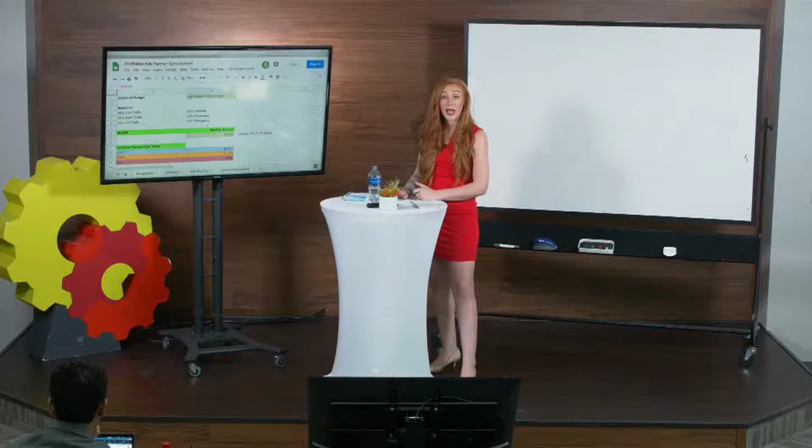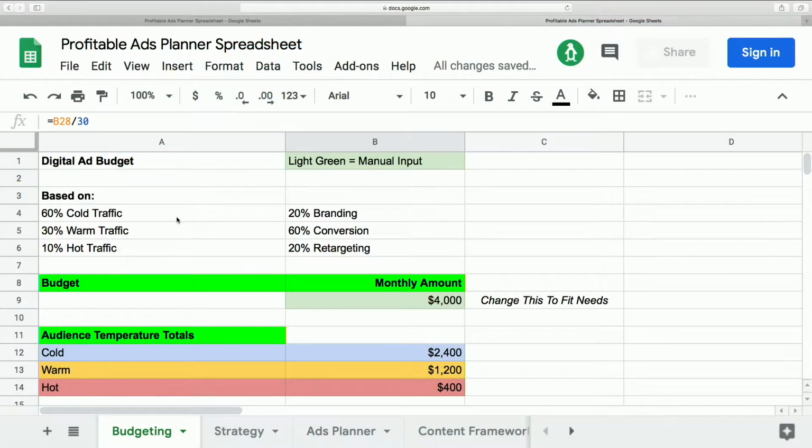So if you guys have listened to Molly or Ryan or anybody at DigitalMarketer, a lot of people have talked about these two formulas for spreading out your digital ad budget. And the first one is for your traffic temperatures. 60% for cold traffic, 30% for warm traffic, and 10% for hot traffic. And then you also have this other formula that's about the type of ads that you should be running. 20% branding, 60% conversion, and 20% retargeting. So those two formulas need to really coexist with each other, but it's kind of hard.